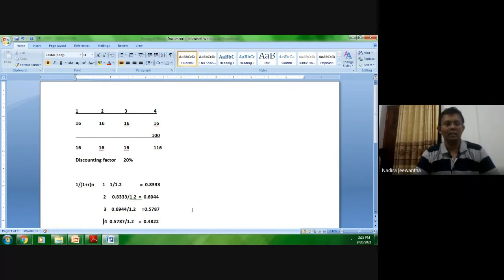That's how you interpret it. So 1 rupee after 3 years is worth 0.5787. And after 2 years, 1 rupee is worth only 0.6944. Obviously, right? Due to inflation. Basically, we are bringing in the inflation factor here. So you can't add all these things together. Basically, you have to discount them to a common term.